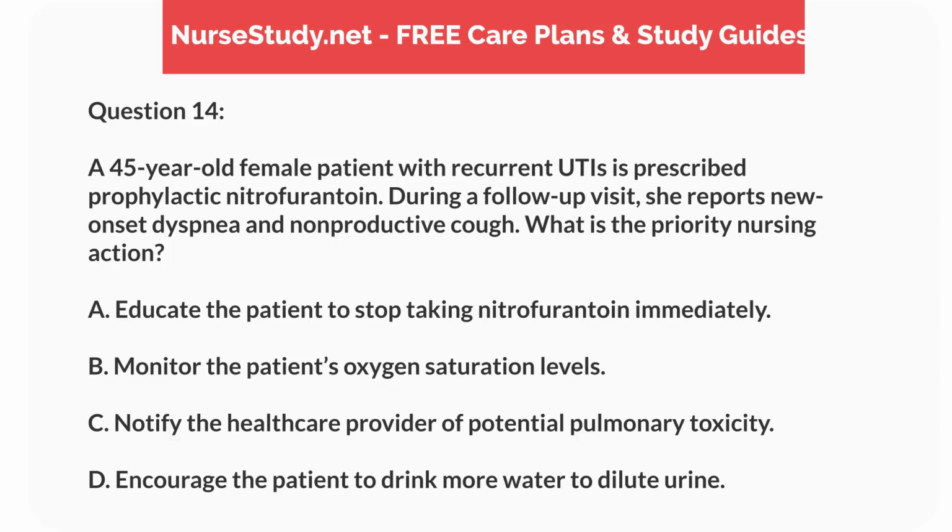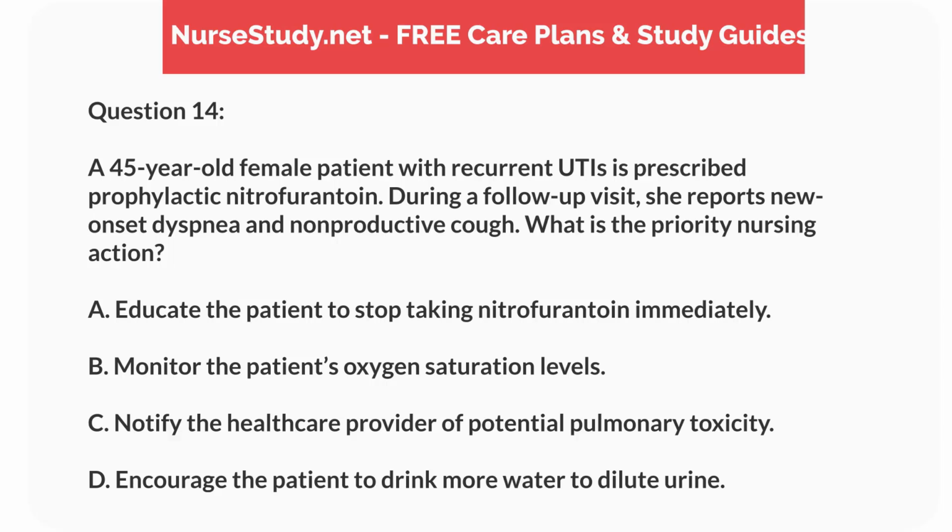Question 14. A 45-year-old female patient with recurrent UTIs is prescribed prophylactic nitrofurantoin. During a follow-up visit, she reports new-onset dyspnea and non-productive cough. What is the priority nursing action? A. Educate the patient to stop taking nitrofurantoin immediately. B. Monitor the patient's oxygen saturation levels. C. Notify the healthcare provider of potential pulmonary toxicity.